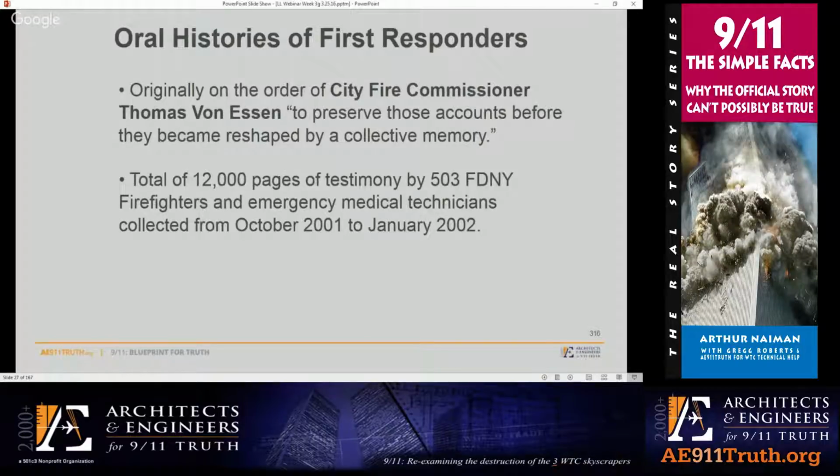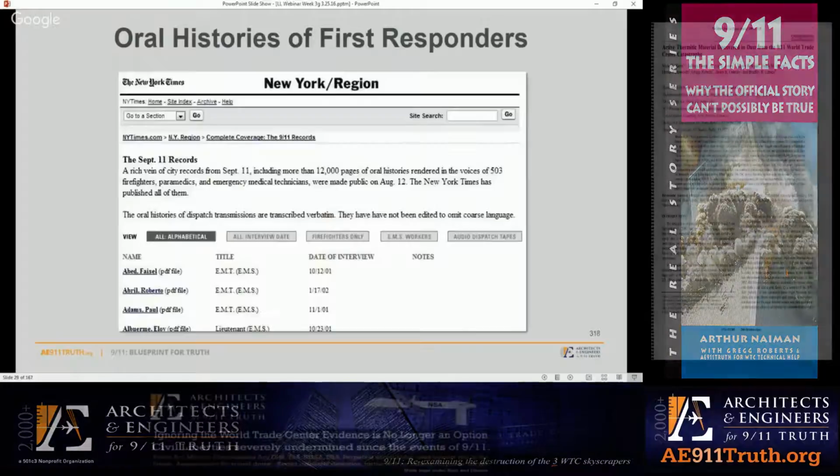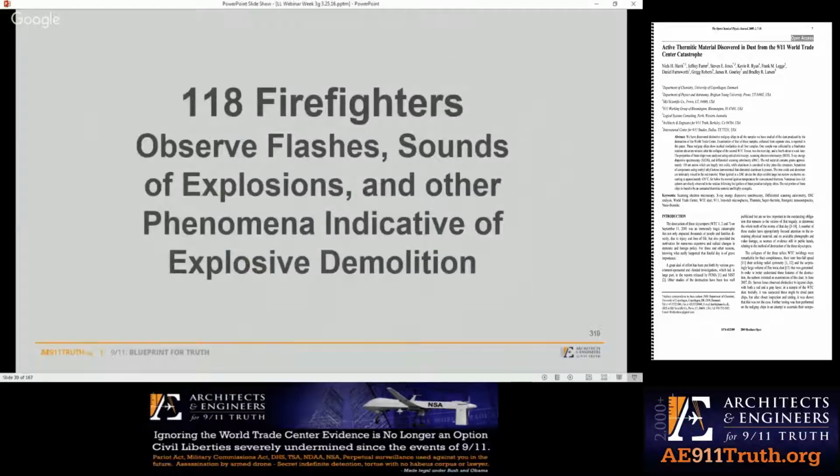So even as early as October through January, we have these recordings, which were hidden by the city until the New York State Court of Appeals forced the city to release them to the New York Times. And not until August of 2005 did we have an account of these 500 made public. And here it is, because the New York Times actually published it. What did we learn? Well, 118 of these firefighters observed flashes and sounds of explosions. And guess what? None of them appear in the final report by NIST.